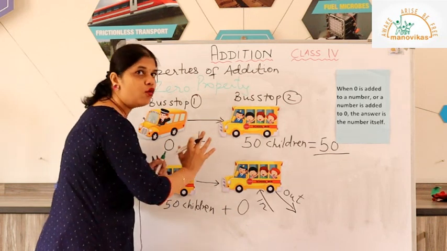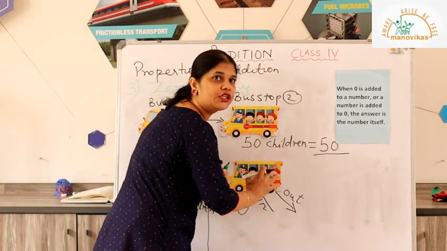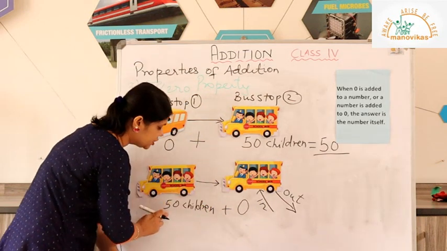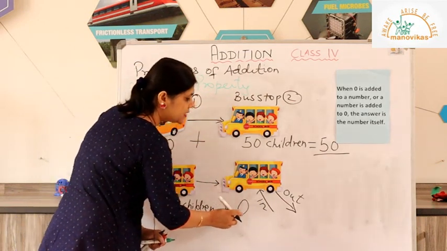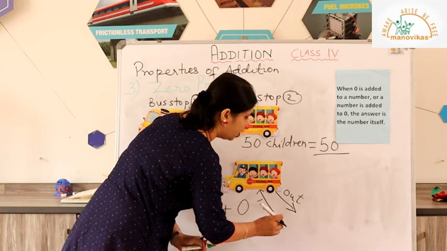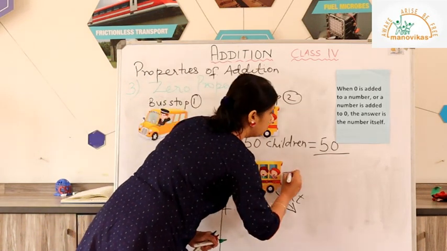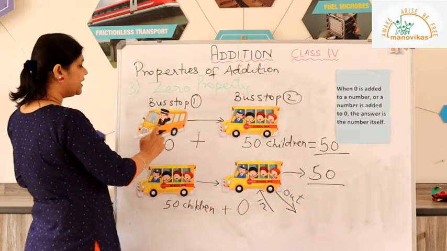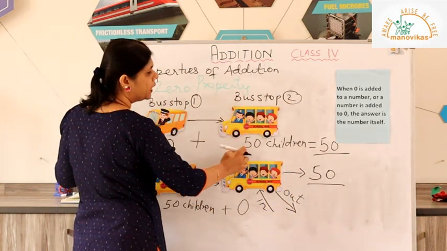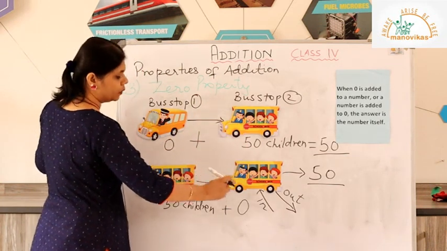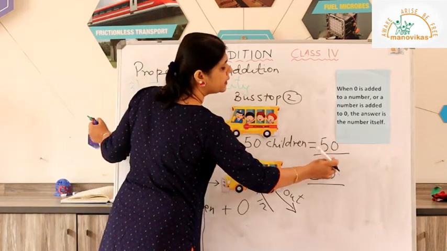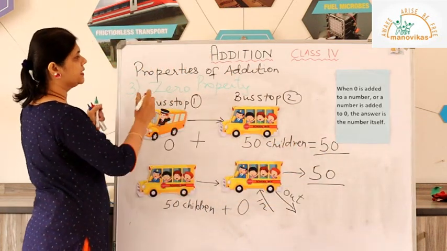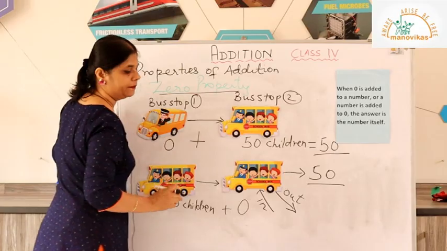So now again, if you want to find how many children are there in this bus, what will I do? There were 50 children initially plus 0 because no one has gone out, neither have they come in. So what is the answer I will get? 50. So if 0 is added to a number or a number is added to 0, the answer is the number itself, and this explains the zero property.